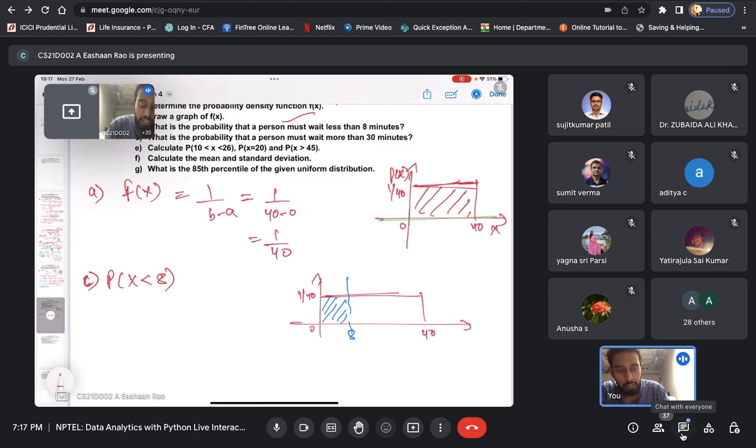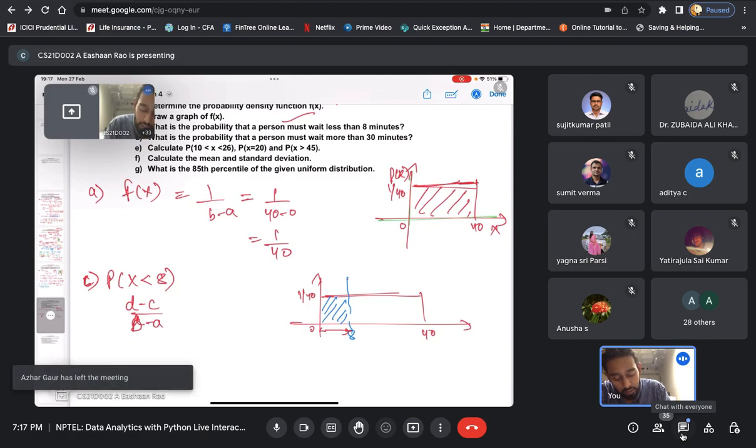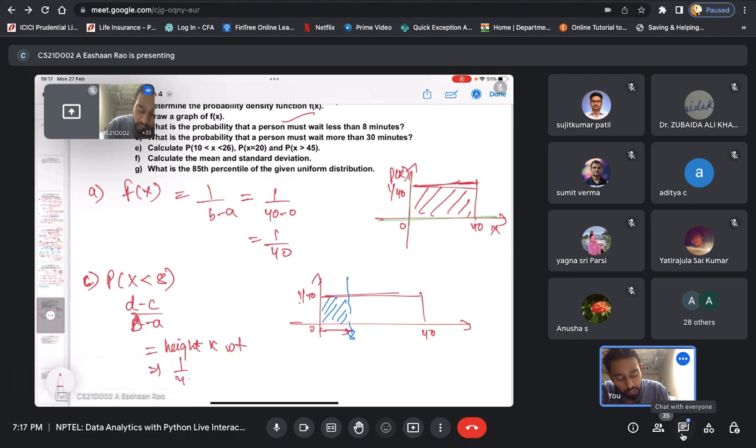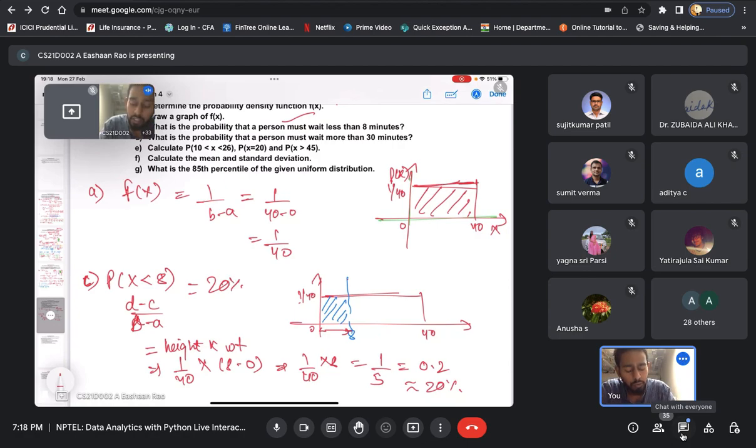Rather than applying the formula of d minus c divided by b minus a, I can just look at this graph directly and see that I have a width of 8. I will just use the height into width formula. Height is 1 by 40, and width will be 8 minus 0, so that is 1 by 40 into 8, which is 1 by 5, approximately 0.2, equivalent to 20%. So the probability that a person must wait less than 8 minutes at the station is a 20% chance.